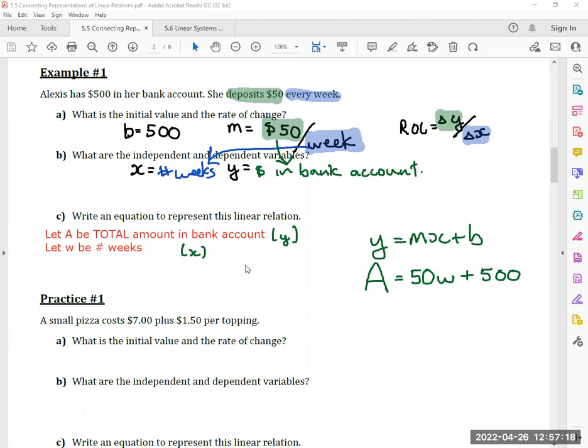That's where we want to get to. Every single one of these pieces has a meaning to it.